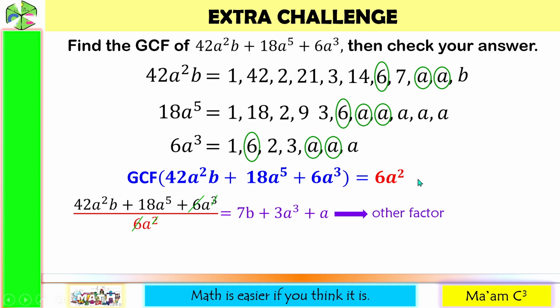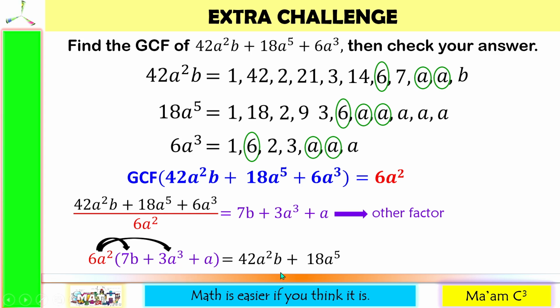Now to check if our GCF is correct, I'm going to rewrite our GCF and multiply it with the remaining factor. So 6a squared times 7b will give us 42a squared b. 6a squared times 3a cubed will give us 18a to the fifth. 6a squared times a will give us 6a cubed. Notice that our answer here is the same as the given. Therefore, our GCF, 6a squared, is correct.